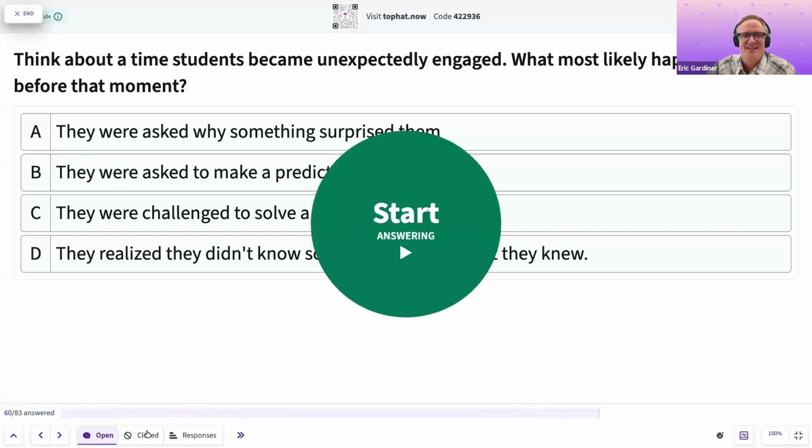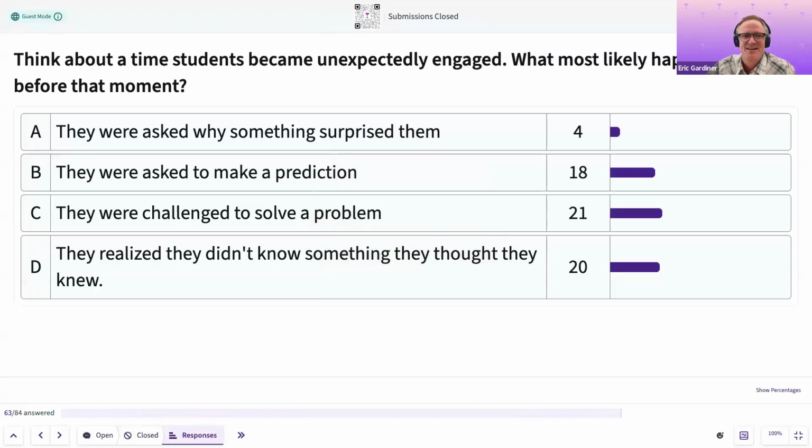C and D. All right, let's see where we landed with the responses here to the poll. Okay, again, fairly even distribution. Not so much on the A front. A few folks, though. What do you make of this, Todd?